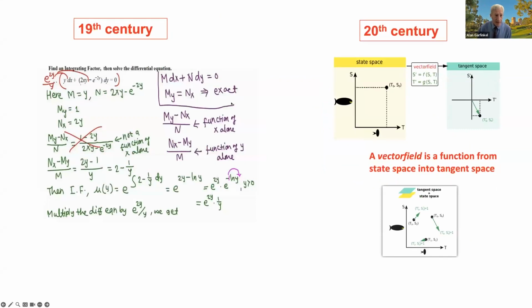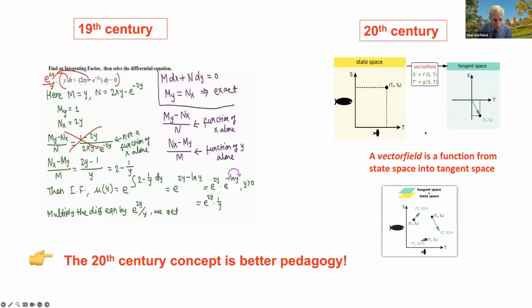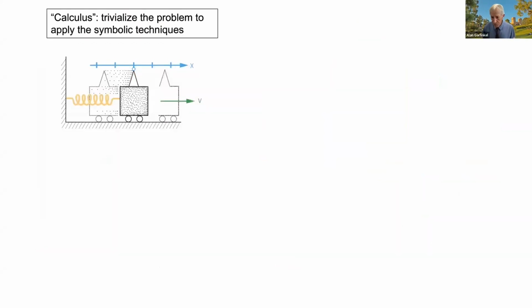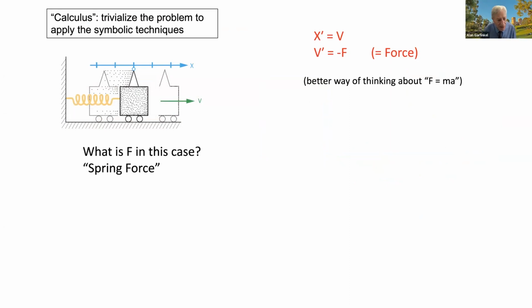So that's what I'm saying. We have the 19th century view, and we have the 20th century view. And the 20th century view is better pedagogy than the 19th century view, but also from the research point of view. And this is what the National Academy of Sciences was talking about. What does calculus do? It trivializes the problem in order to be able to apply the symbolic techniques.